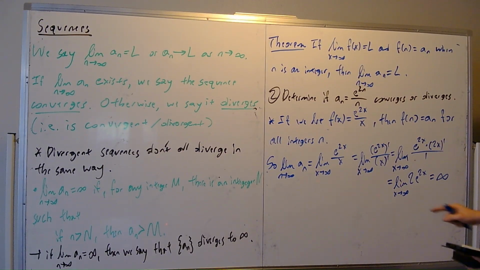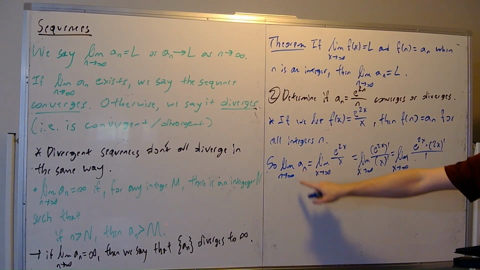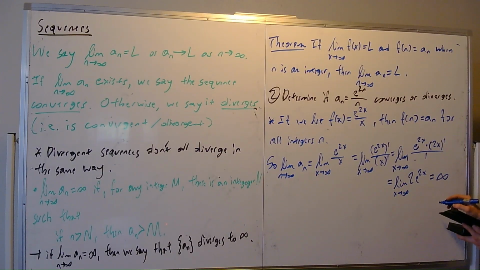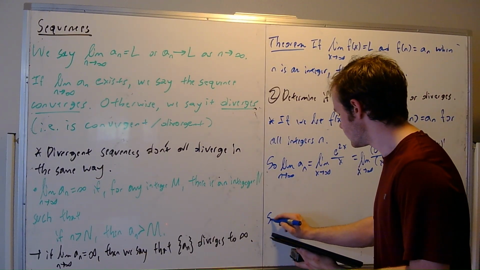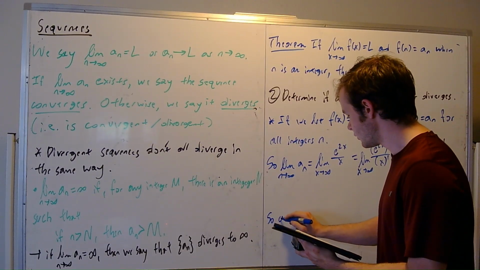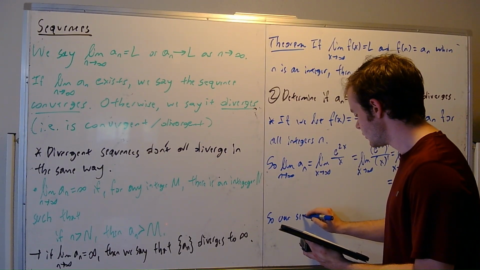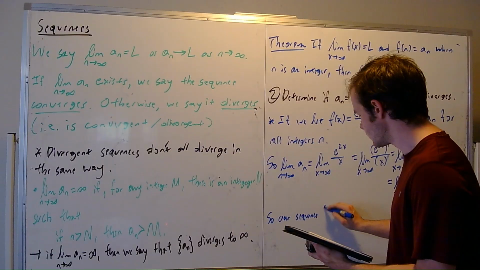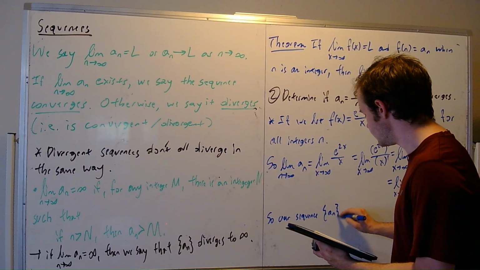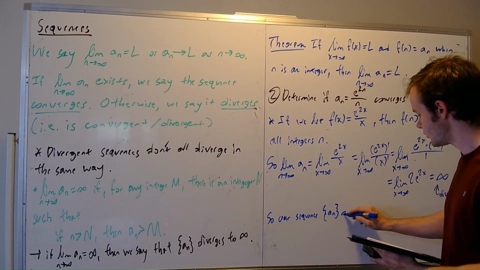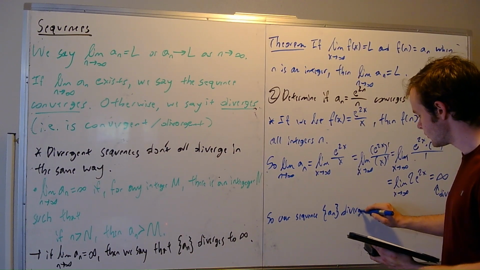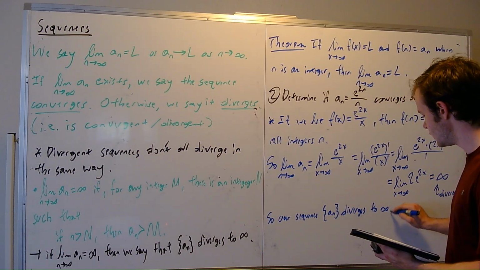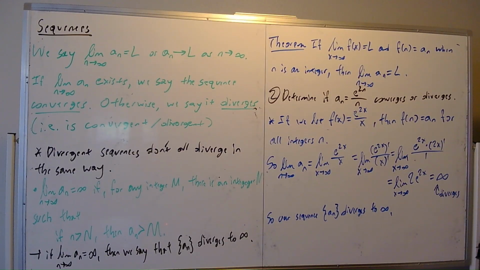Okay. So whenever this limit is infinity, that means that our sequence is going to diverge. So this means that it diverges. So our sequence a_n diverges to infinity. Okay.